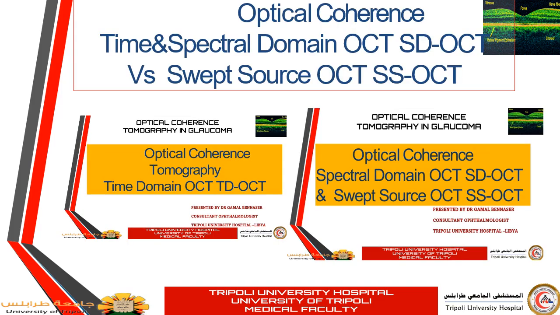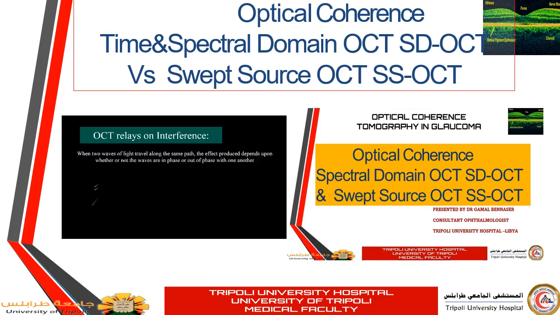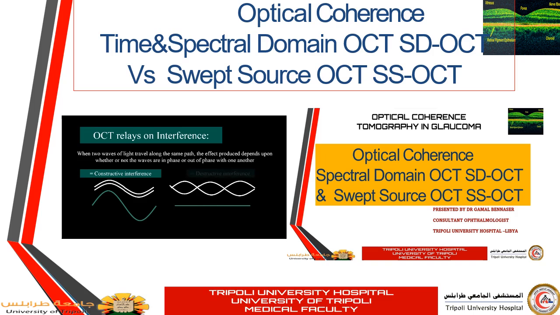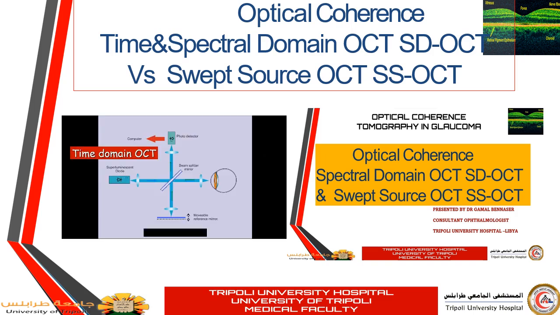Here we will go quickly through the different types of commercially available OCT in the markets. The first OCT to appear is the time domain OCT, around 1991, followed by the spectral domain and then the swept source. Generally, the main principle of optical coherence tomography is based on the constructive interference of waves. When 2 waves are propagated in phase, they undergo constructive interference. And when they are propagated out of phase, there will be destructive interference.